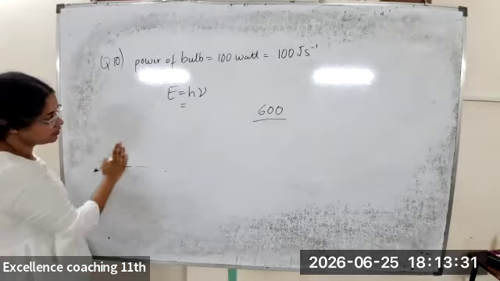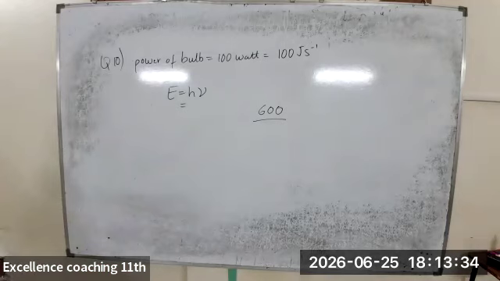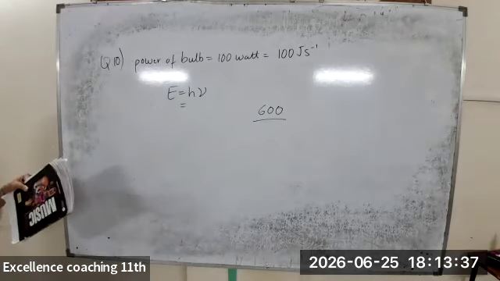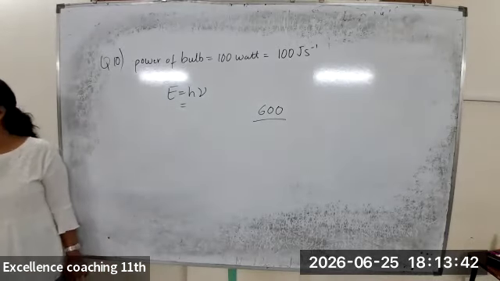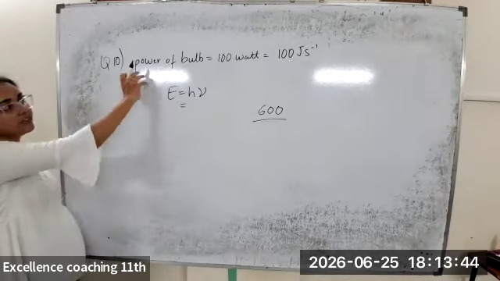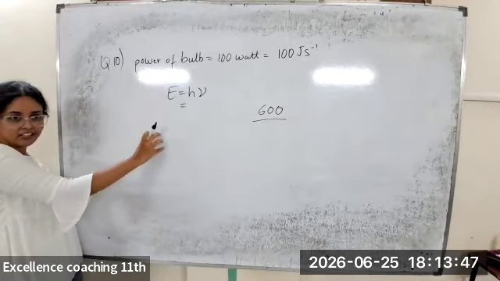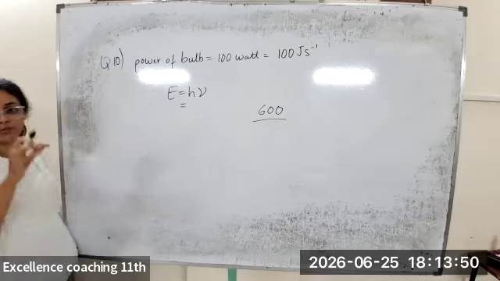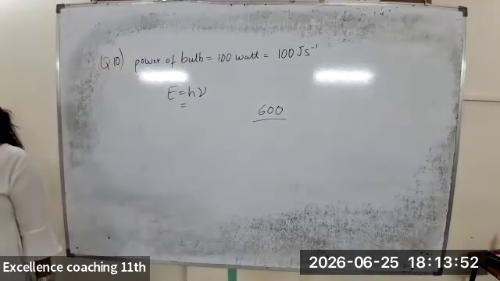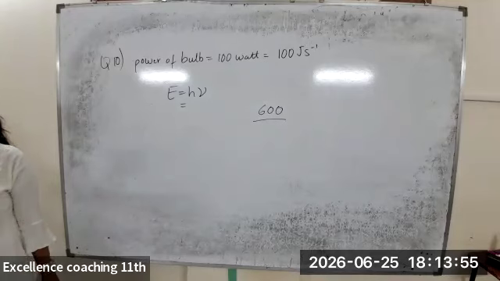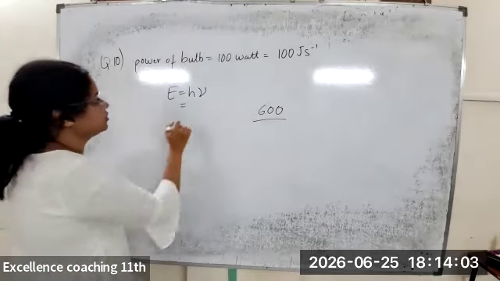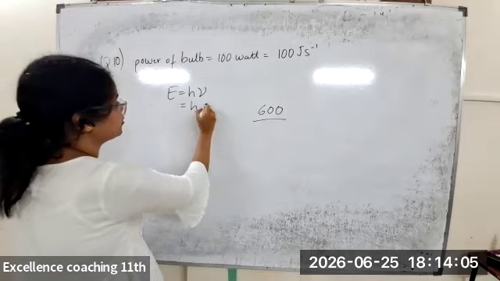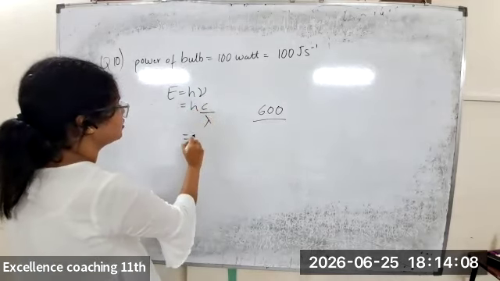They have given us power, not of one photon, but the general power. We will find the energy of one photon, and then we will divide the power by the energy of one photon. When I do that, I will get the number of photons which will be given out for that particular power. Simple as that, right? Any doubts? Understood? So how will I find the energy? It will be h c upon lambda.